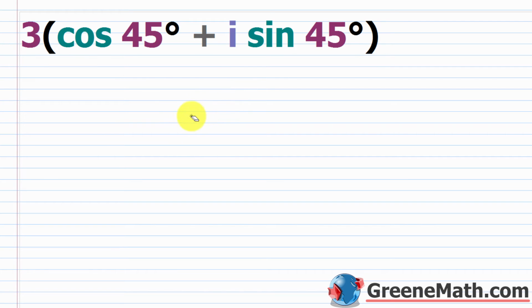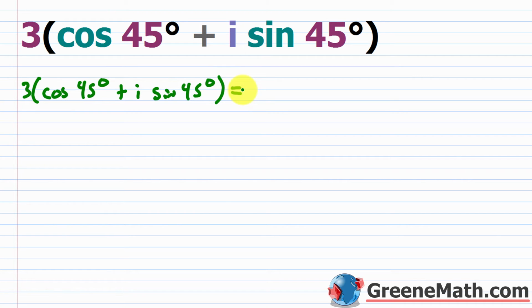So all I'm going to do, let me just rewrite this. So I'll just say that 3 times the quantity cosine of, let's say, 45 degrees plus I times the sine of 45 degrees is going to be equal to, again, I'm just going to take a generic complex number in polar form. So I'm going to say R times the quantity cosine of, I'm going to use alpha here instead of theta. So plus I times the sine of, again, this alpha.